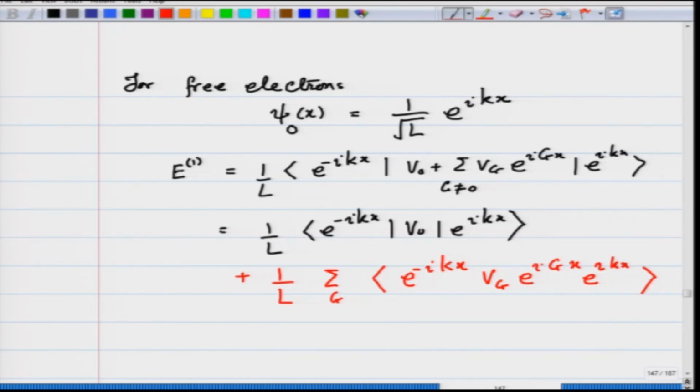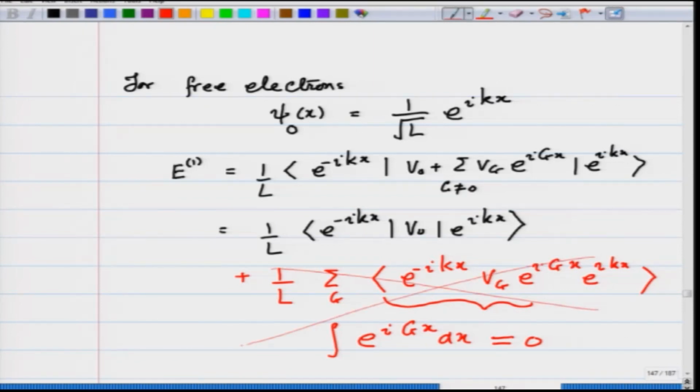G is not equal to 0. Since G is not equal to 0, we have this term, which is the integral of e raised to i g x dx, and for G not equal to 0 over the length with periodic boundary condition, this is going to be 0. Therefore, all these terms that I have taken give me 0, and E 1 comes out to be just a constant.